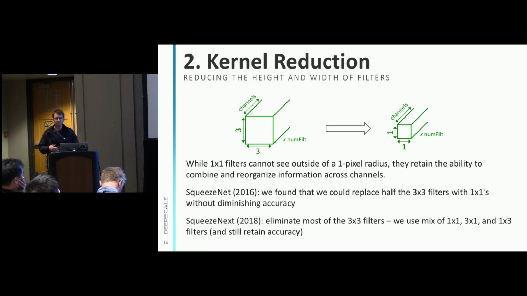So it actually has a mix of 1x1s, which are by far the most frequently occurring filter dimension in SqueezeNext, and also some 3x1s and 1x3s to help get that spatial resolution in there, or receptive field, rather.